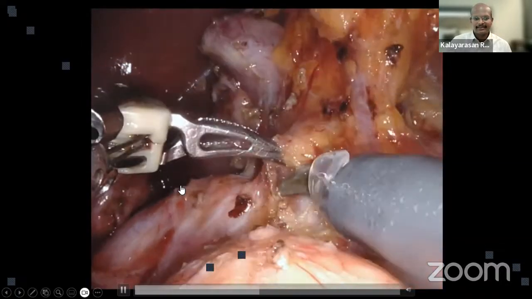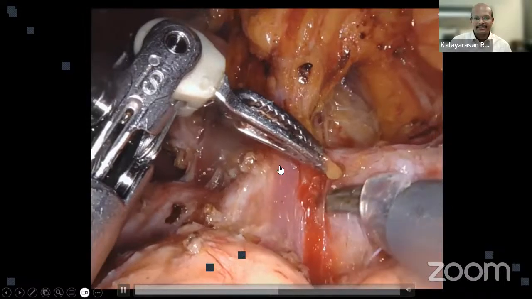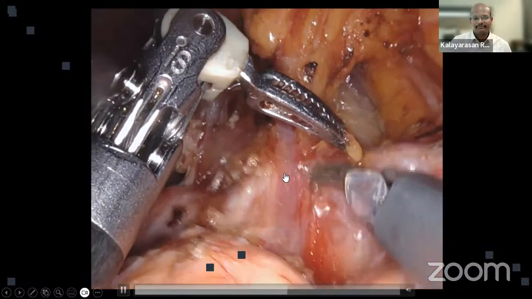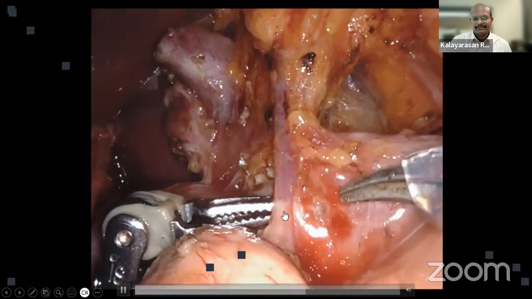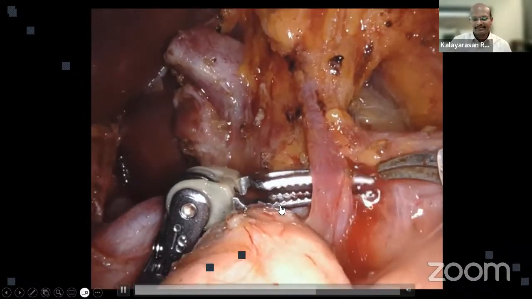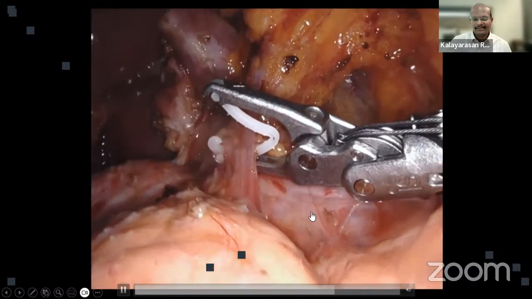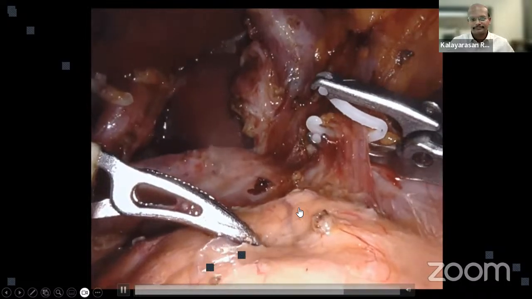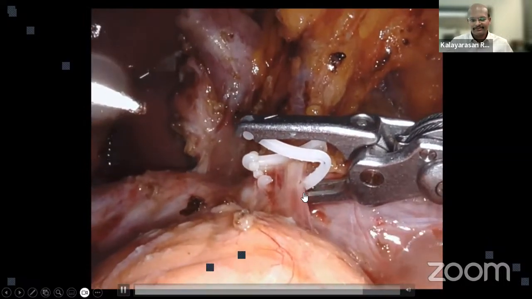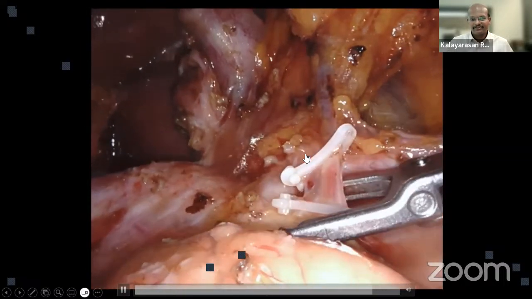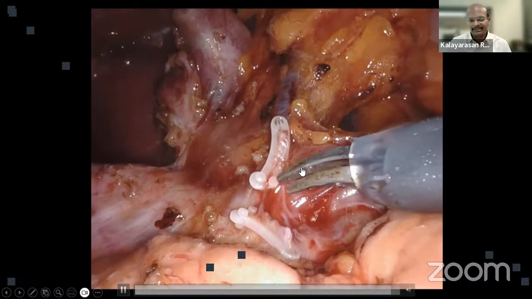So this is the hepatic artery here. And you can see here, this is the left gastric vein. So you have the hepatic artery, you have the splenic artery, and in this case, you can see the left gastric vein crossing both the hepatic artery and the splenic artery. And this is the ligation of the left gastric vein. Whenever it is crossing, you first take the vein, and then only you can safely divide the artery.